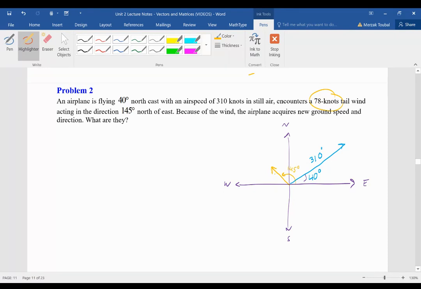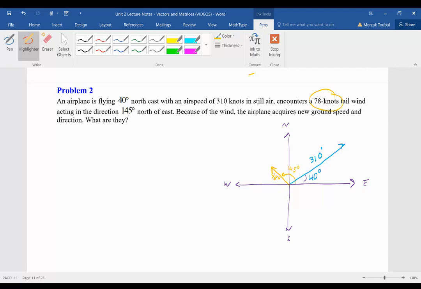And the magnitude is 78. Right. Now, it says because of the wind, the airplane requires new ground speed and direction. What are they? So the wind will affect the speed of the airplane and it will affect the direction of the airplane. So the question is, okay, what is the new speed? What is the new direction?